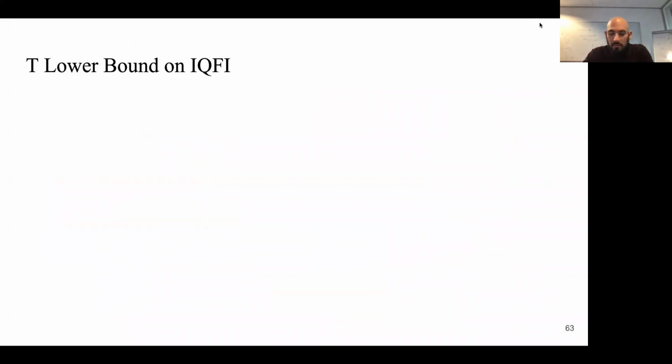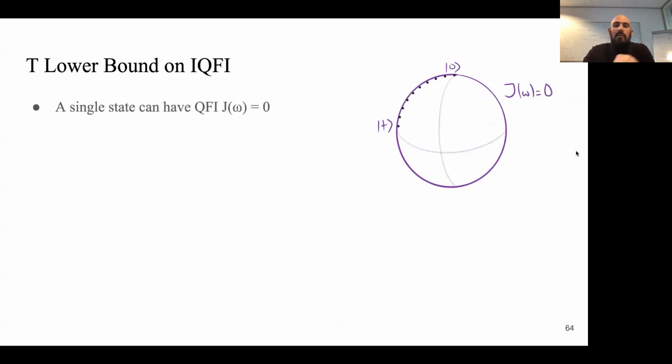Also, I don't have a proof in general of a linear in T lower bound on the integrated Quantum-Fisher information, but for pi pulses, it certainly is linear in T. But what exactly do I mean? If you have a single state that you're looking at, it can have QFI of 0, like we've already pointed out. And you can have it at all frequencies, actually, because if you just do a single pi over 2 pulse up to the North Pole, your sensitivity at all frequencies is going to go to 0 because it's not sensitive to the magnetic field at all.